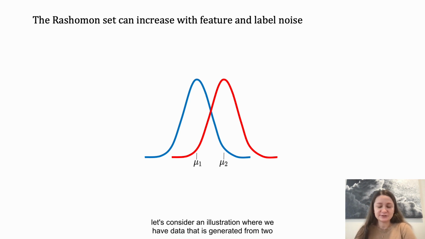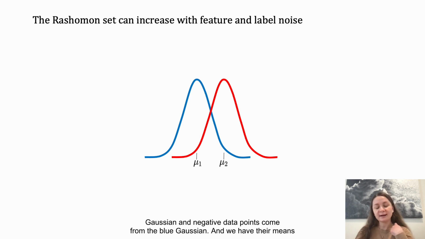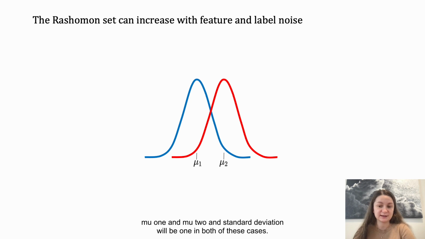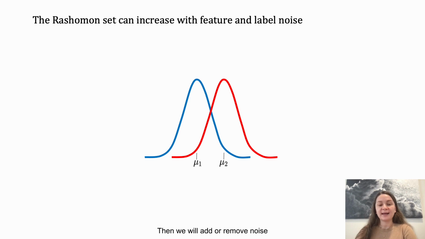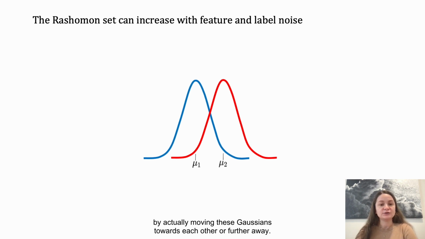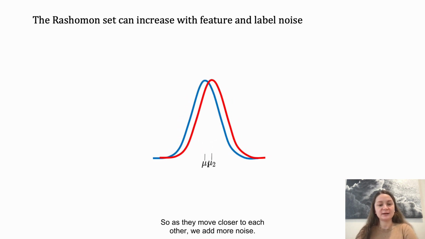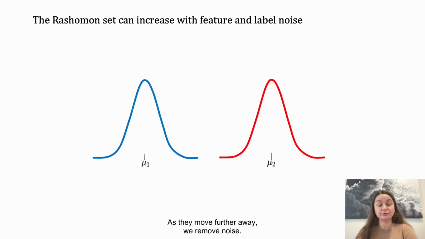And to see this, let's consider an illustration where we have data that are generated from two Gaussians, where positive data points come from the red Gaussian and negative data points come from the blue Gaussian. And we have their means, mu1 and mu2, and the standard deviation will be 1 in both of these cases. Also, our hypothesis space will be decision stumps. Then we will add or remove noise by moving these Gaussians towards each other or further away. So as they move closer to each other, we add more noise. As they move further away, we remove noise.